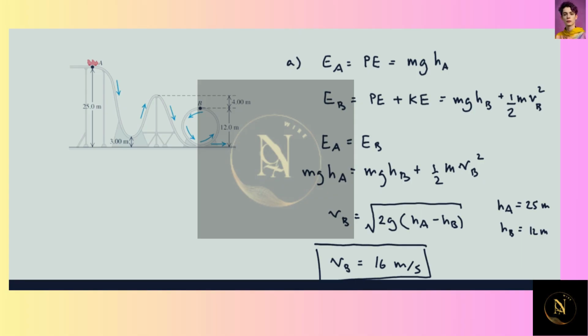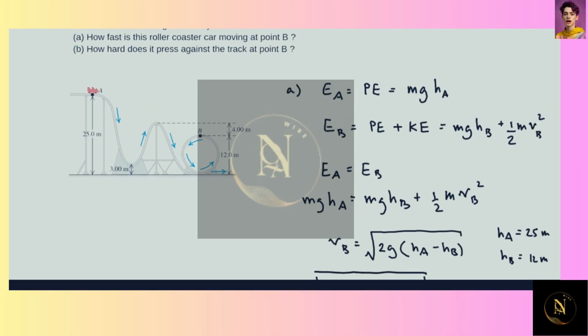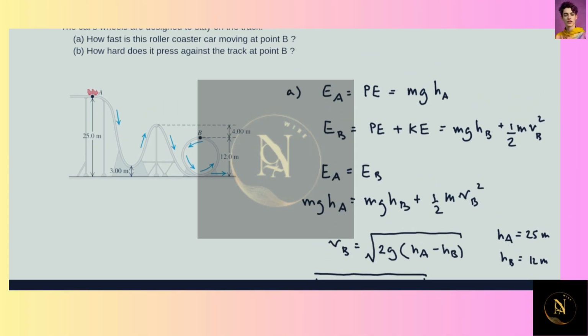Now in question B, we want to know how hard the cart is pressing against the track at point B. So what's happening at point B is that there is a centrifugal acceleration, or centripetal acceleration, that is pushing the cart towards the track. And this acceleration will be significantly stronger than the gravitational acceleration so that the cart doesn't fall off the track. And so the balance of these two forces will be equal to how hard the cart is pressing against the track.